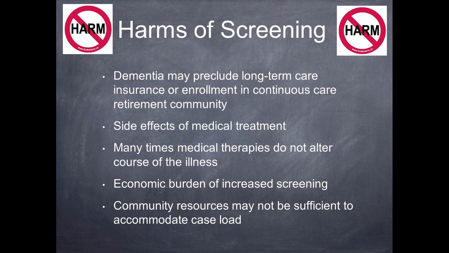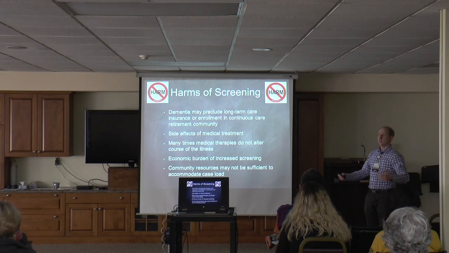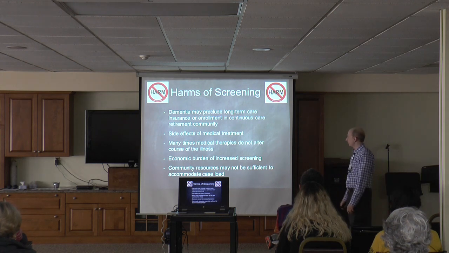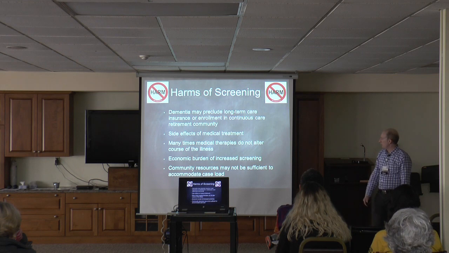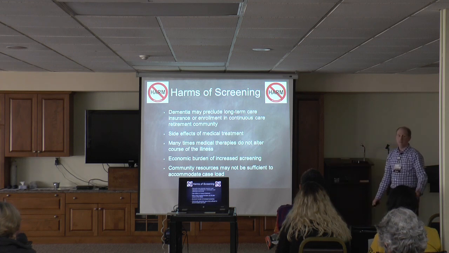So if you get the diagnosis of dementia, at 68, you may not be able to get long-term care insurance, may not be able to buy into a place like Oaknoll because of it. Side effects of medical treatment: people always want to try treatment, even though it may not work, so side effects of treatment are very real. Many of the medicines that we use to treat people with Alzheimer's disease cause a lot of abdominal discomfort and weight loss, things that we're already battling against to begin with. Again, medicines don't alter the course of disease. Then there's economic burden and community resources. So you screen for people, but then you've got nothing to offer them. It's something to think about.